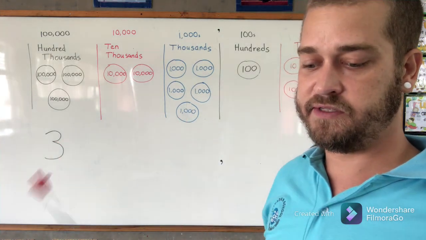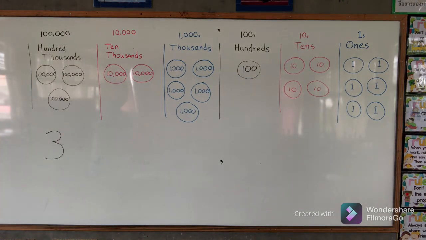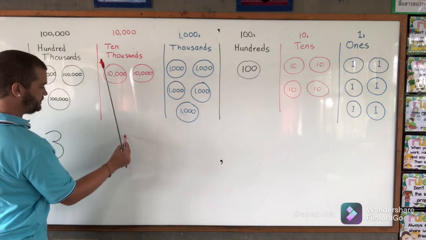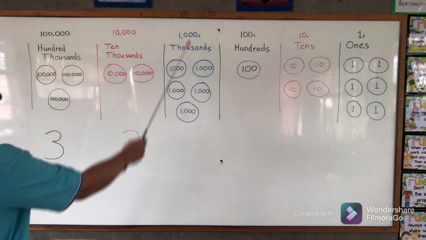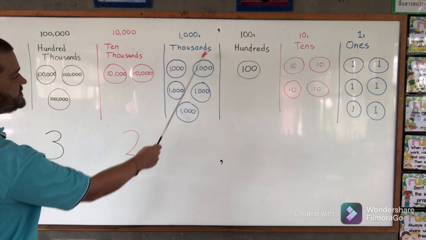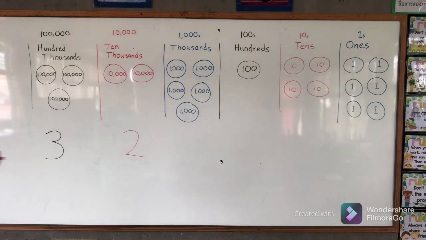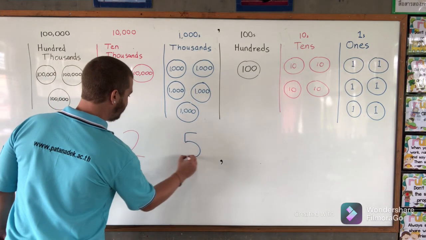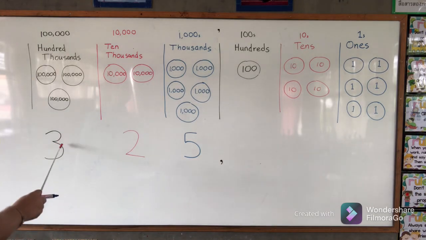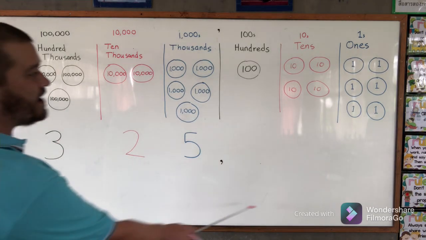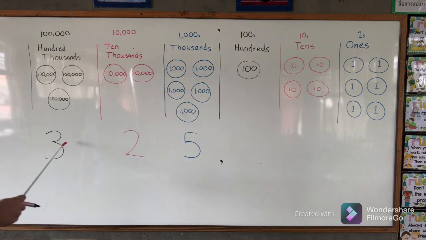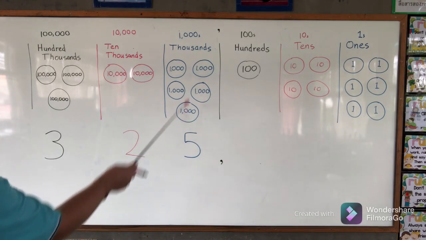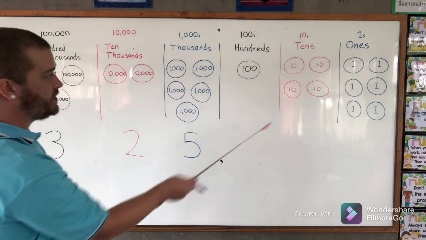How many 10,000s do we have? 1, 2. Okay. Next up, because remember we're going from left to right, we're going to look at the thousands column. How many thousands do we have? That's right, 5. So we have 325,000. And remember our comma, when you see a comma, you say and. So you say 325,000 and whatever this is.